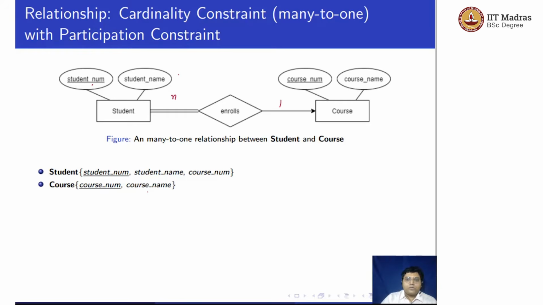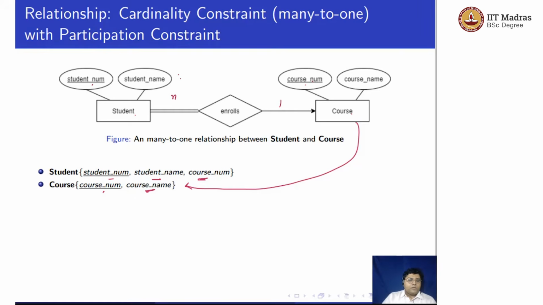Whereas a course can have 0 to any number of students. So how can we represent it? First, let us treat it as a simple many-to-one situation. Many-to-one means the primary key of the one side becomes an attribute of the many side. So the course in a simple way has the course number and the course name, and the student, the many side, along with the student number and student name, will also have the course number as an attribute as it is the primary key of the one side.